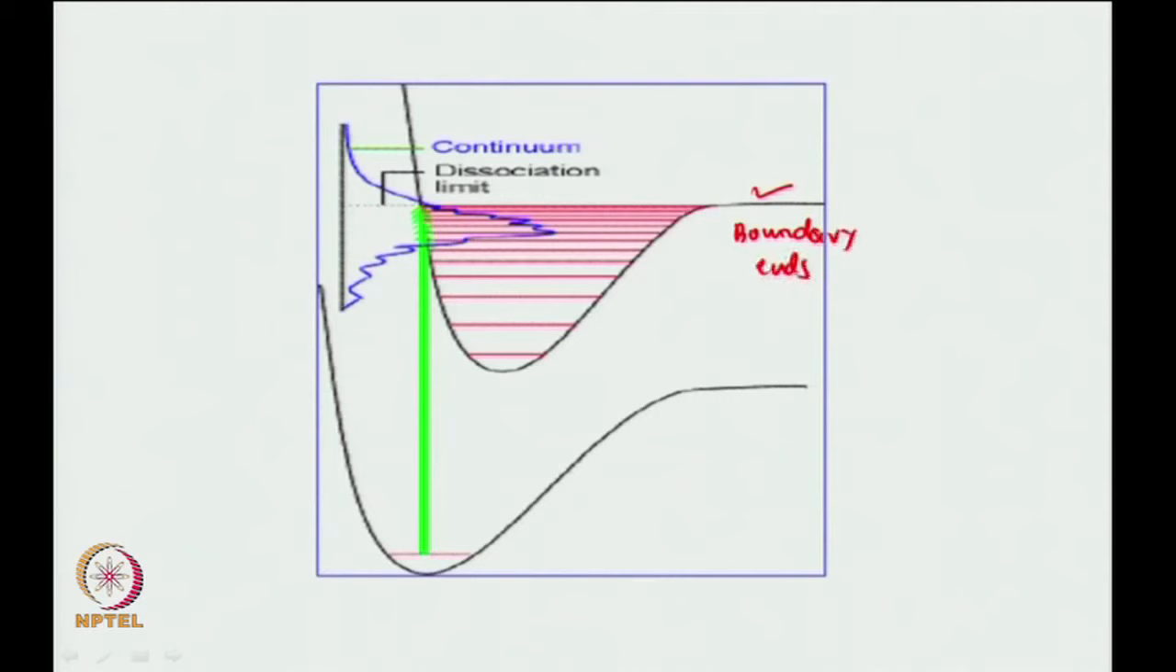So, any vibration level on top of that would actually be not bound, and hence if you are exciting to that level, what will happen is it will easily dissociate. So, that is what it is referred to as a dissociation limit. So, you can understand, if you are doing a transition out here, up till here it is bound, any transition beyond that will induce dissociation or photo dissociation in the molecule.